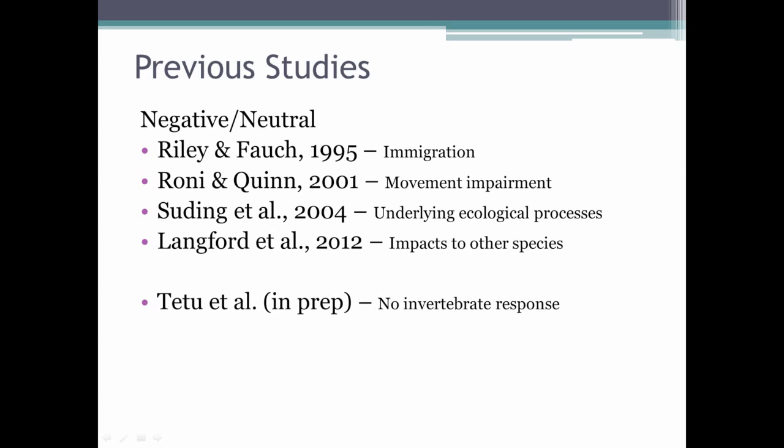But of course, you never have anything that's perfectly positive. Through the years, there have been a few papers that, although not condemning restoration or suggesting that it shouldn't be done, have called into question some of the claims made by restoration or questioned the mechanism by which restoration is being done. I've put up a little subset once again, but we see Riley and Falk. They were concerned that some of the increases in community and usage were possibly due to immigration. Roni and Quinn worried about whether there might be some movement impairment, especially to other species.